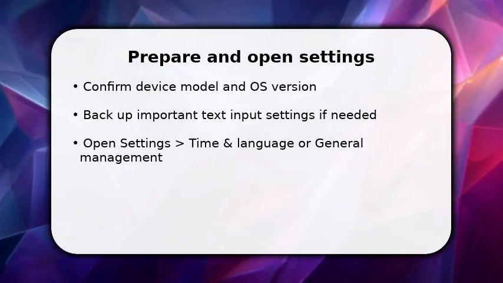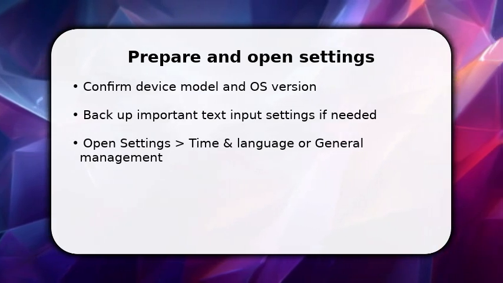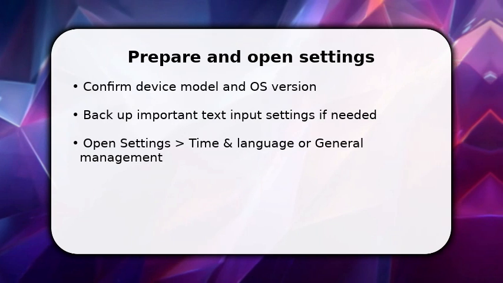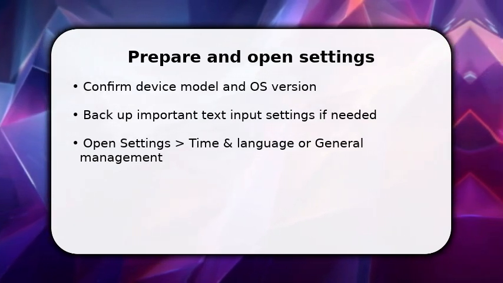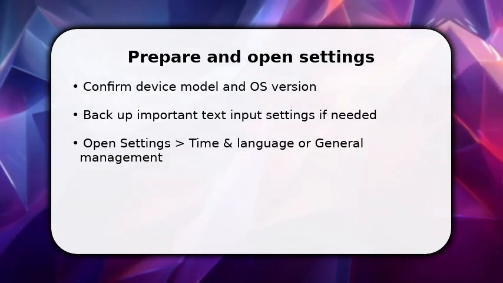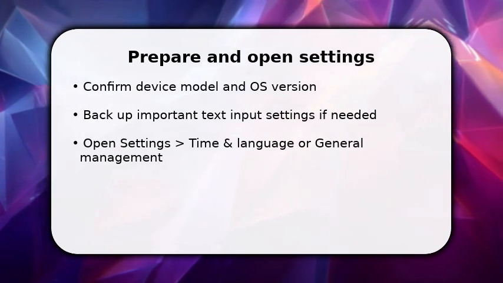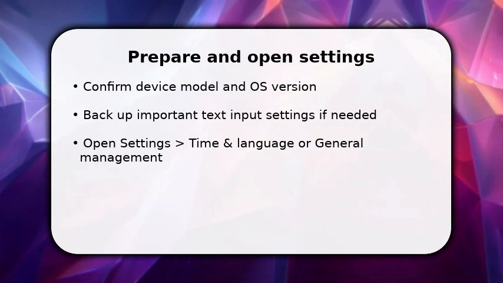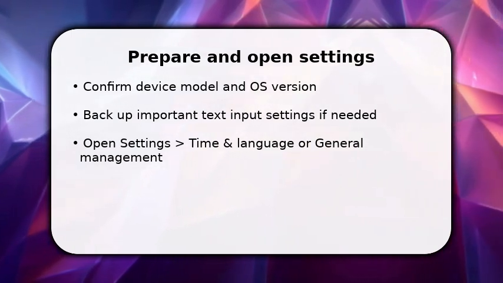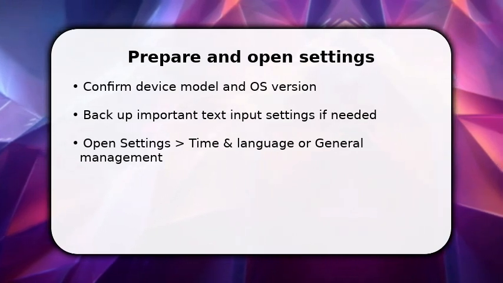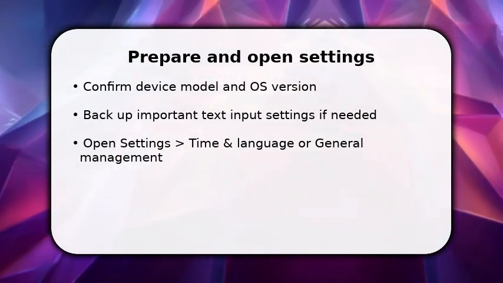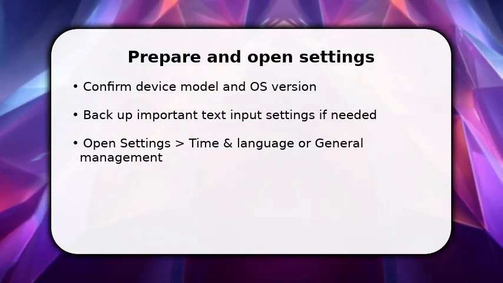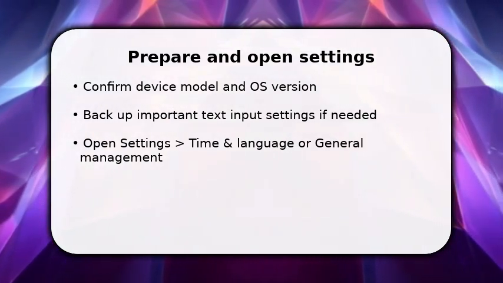You'll start by preparing the device and opening the right settings so you can add keyboards cleanly. First, confirm your OS version to follow the correct path. This saves time later. Once done, open Settings and go to Time and Language or General Management, then tap Language or Keyboard depending on your platform. Make sure you have an internet connection for downloading language packs. This step ensures the menus you need are available and prevents unexpected prompts later.